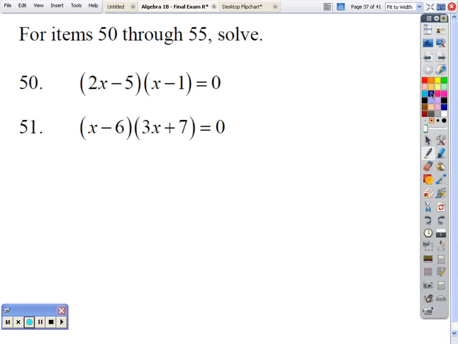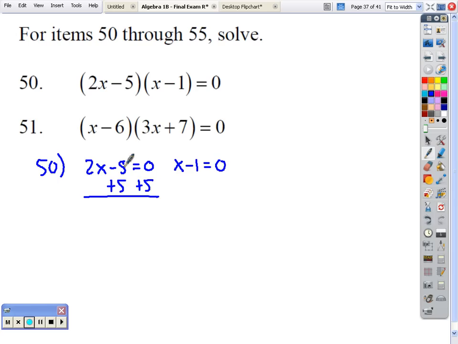Now, 50 through 55 are very similar to the questions we just did, except there's a piece where we have to solve for x. So sometimes that means we're going to do an extra step after we do the factoring process. Okay? 50 and 51 are already factored for us, and all we're doing is applying what's called the zero product property. The zero product property allows us to set each piece of the product individually equal to 0 and solve for x. And in most of these problems, we're going to get two answers. So I'm going to set 2x minus 5 equal to 0, and then x minus 1 equal to 0. And I'm going to solve both equations individually.